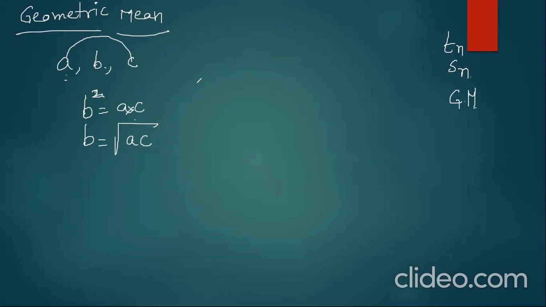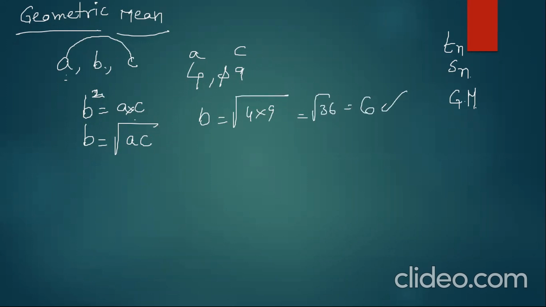Now, find the geometric mean between 4 and 9. If I ask like that, what do you do? Simple. This is A and this is C. Geometric mean is B, right? So, root of 4 into 9, square root of 36, which is equal to 6. In this way, you can easily calculate the geometric mean between any two numbers.